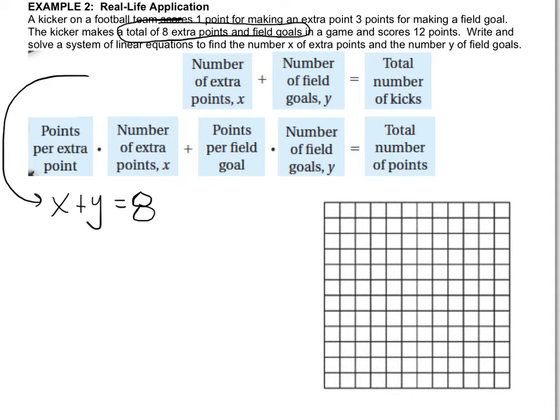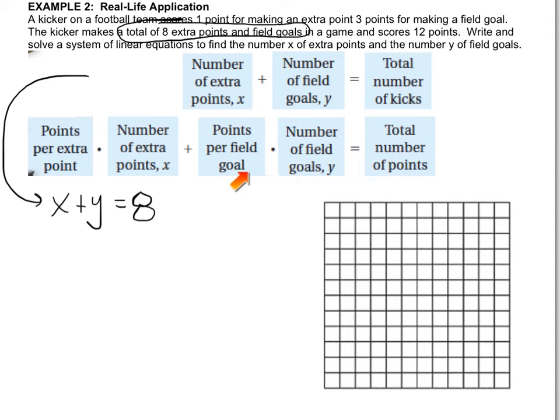But there's too much information in here, so I've got to go on to the next one. So now I look at how many points we make per kick. So again, the x is still helping us with the number of extra points. The y is still helping us with the number of field goals. And now I'm going to do an equation that is referring more to the points that each of these gets. So this equation down here is saying the number of points that this kicker is making.